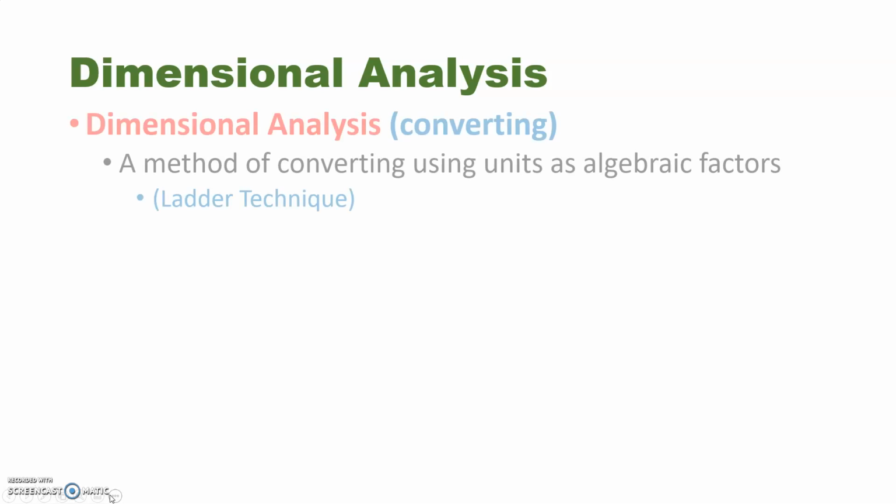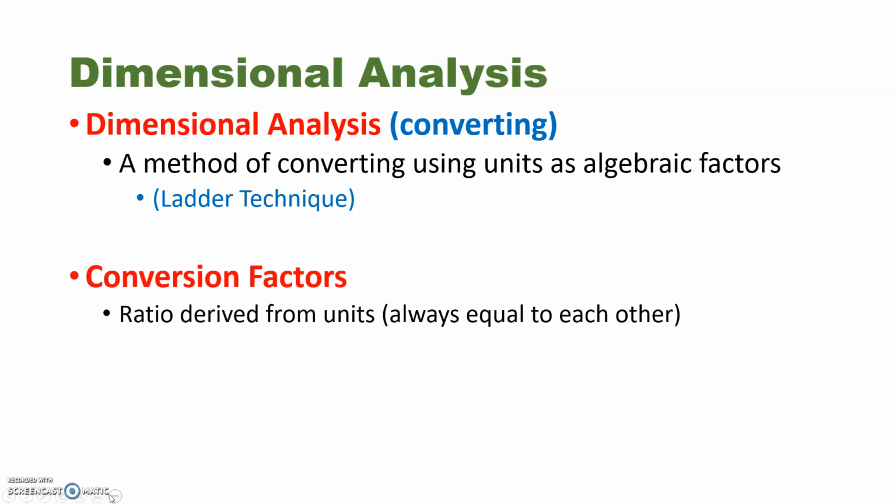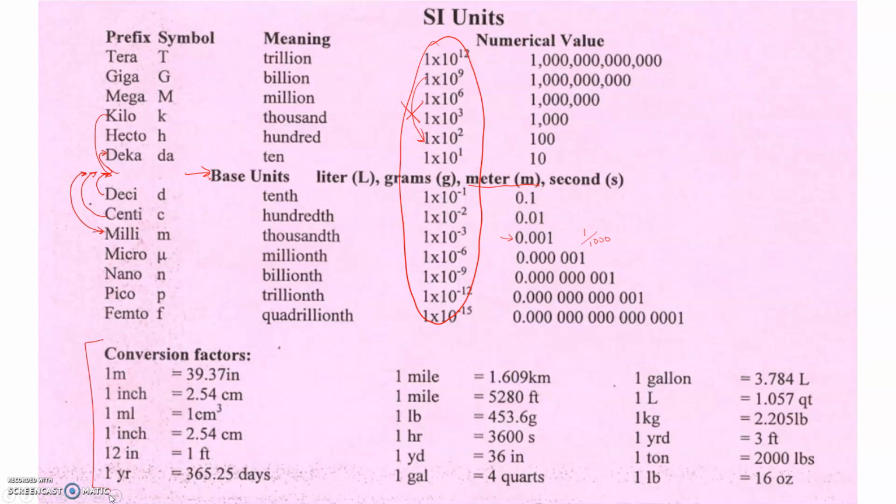Okay, dimensional analysis. This is a way of converting units using algebra. It's pretty easy once you get the pattern down. So follow along and practice, practice, practice. So we use the ladder technique. And then the conversion factors are ratios derived from units, and they always have to be equal to each other. So you'll see what we mean in a second on that. Write this down on your pink sheet, that the prefix equals 1 and the base equals the number. Write it down on your pink sheet, preferably on this side.